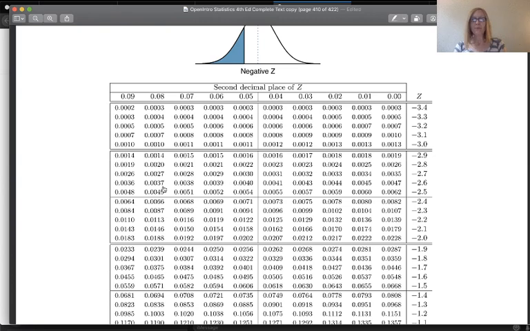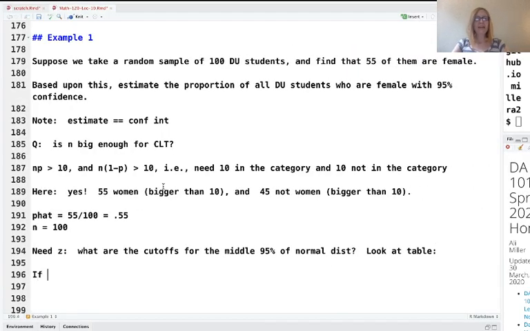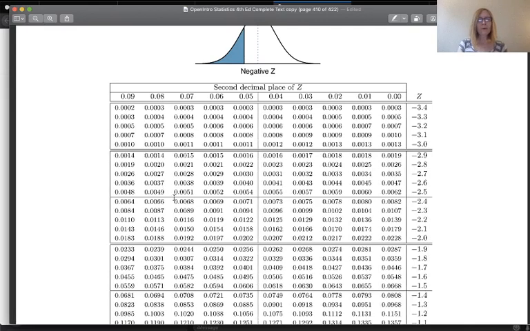Oh, let me write one more thing. If 95% in the middle, then 2.5% for each tail. Right? 95 in the middle, got to be 2.5 left over for the stuff on the outside. If that doesn't make sense, you should definitely be asking me about that in office hours. So let's look for 0.025. This is one that happens to be in the table exactly. You can see me highlighting it there. And that gives me my z-score, negative 1.96.